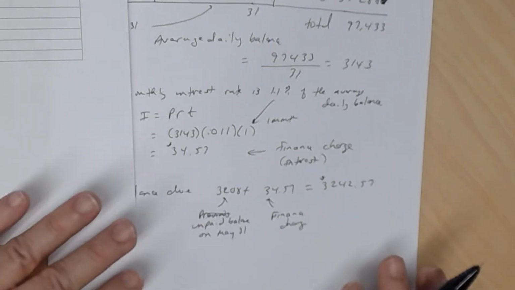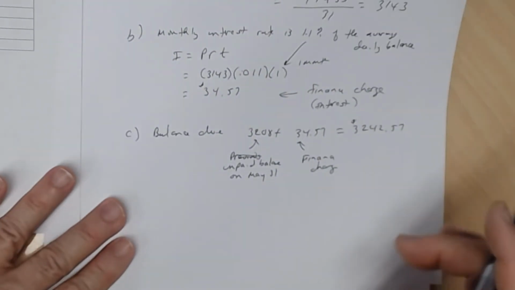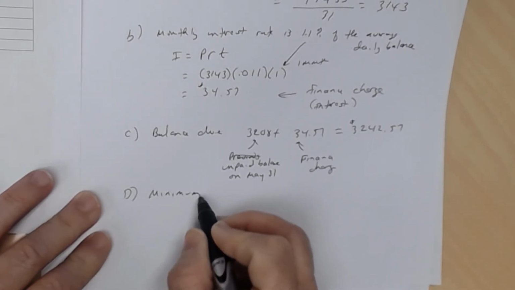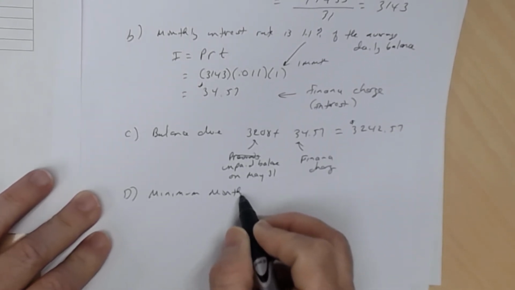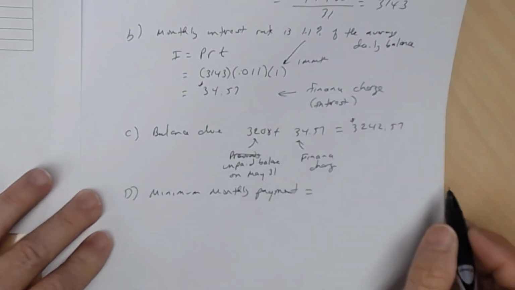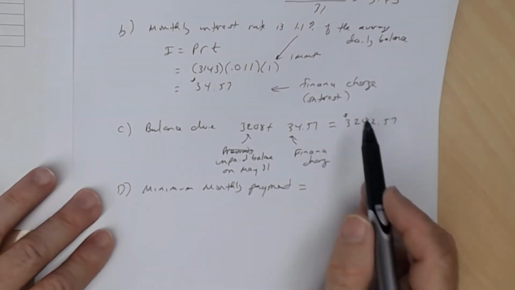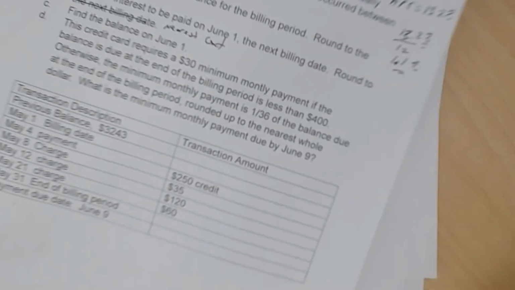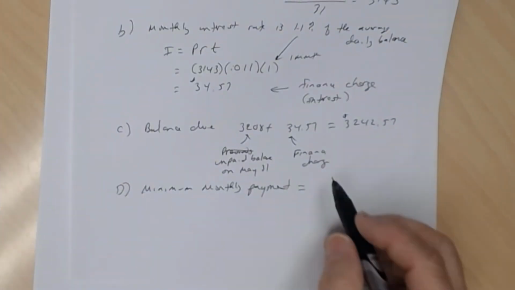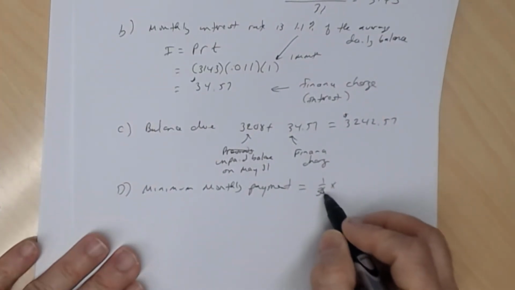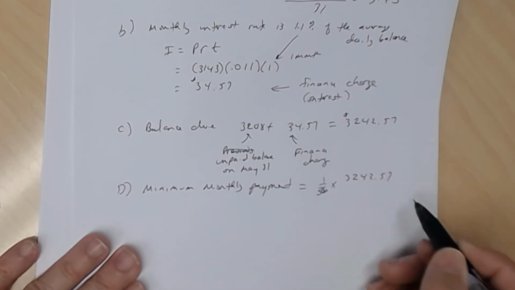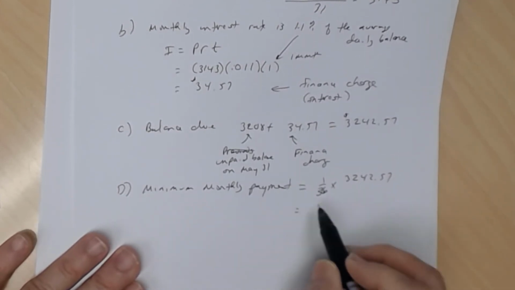So what I'm going to do now is this. The minimum monthly payment, this is part D, the minimum monthly payment is going to equal, okay? Remember, this says 1/36 of the balance due. So that means 1/36 times $3,242.57.